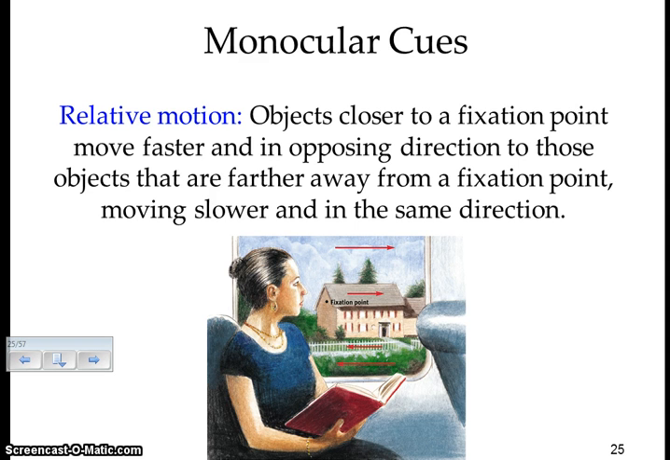Relative motion is another monocular cue. Objects closer to a fixation point move faster in an opposing direction than those objects that are farther away from a fixation point, which move slower in the same direction. So you're on the bus or you're on a train. Here's your fixation point. It's going to appear to be going faster because of this fixation point that you're stuck at.